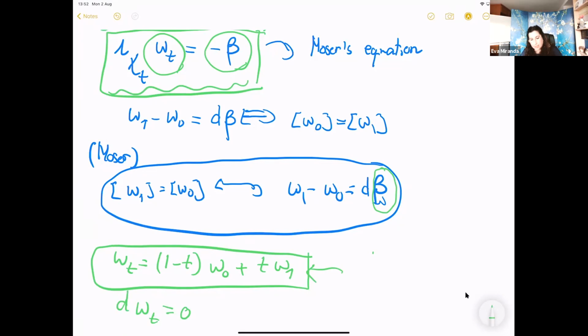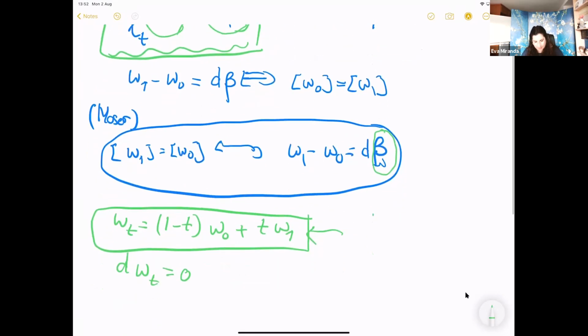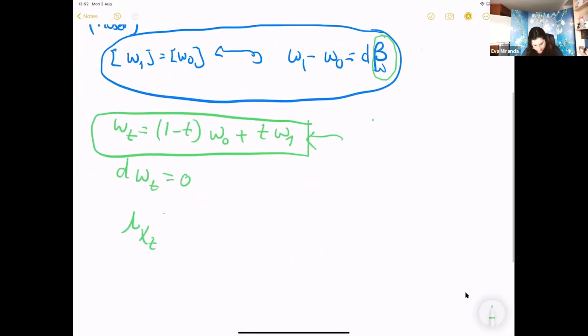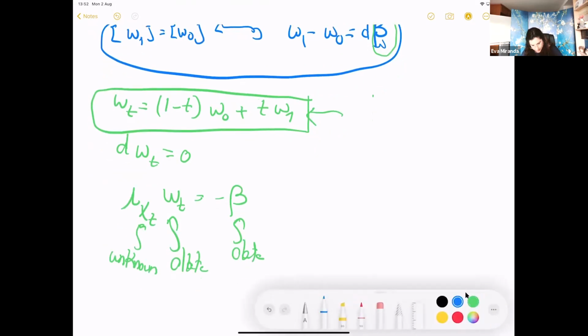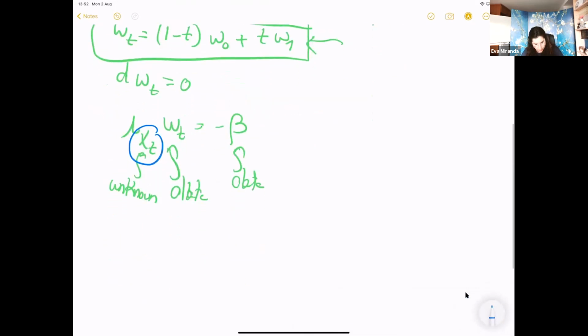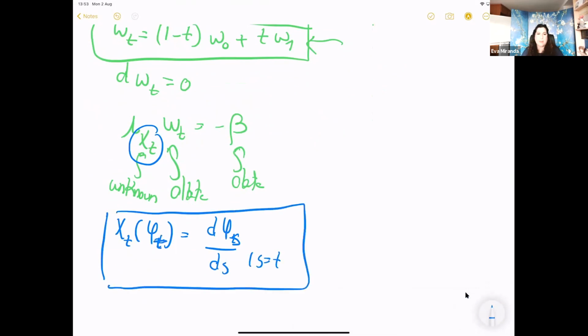Then what Moser did is to look at this equation here. So the equation of Moser is this one. Now here you have the data, and this is the unknown. So this is your unknown object here. Then what you do is take the path and look at these solutions. I should do phi s for s equal t. So this is a time-dependent vector field, and I take its time-dependent flow.